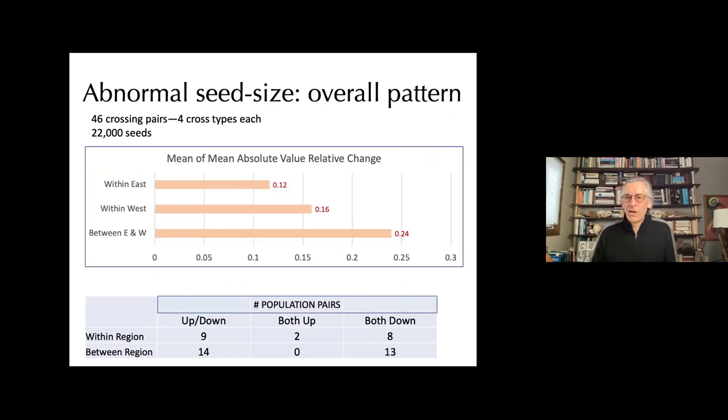So overall pattern, the absolute value on average within the east changes by about 12%, within the west by about 16%, and between east and west by about 24%. We can also ask about the patterns. Are there up-down patterns consistent with this parental conflict? Yes, there are. Between regions, there are 14. Within regions, there are 9. There are also, however, an equal sort of set, 8 and 13, where both go down. So there seems to be a number of different things going on here where there's evidence for both parental conflict and just a general decrease in seed size in crossing between distant populations.